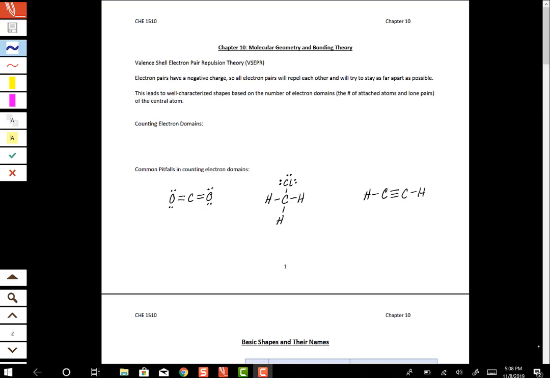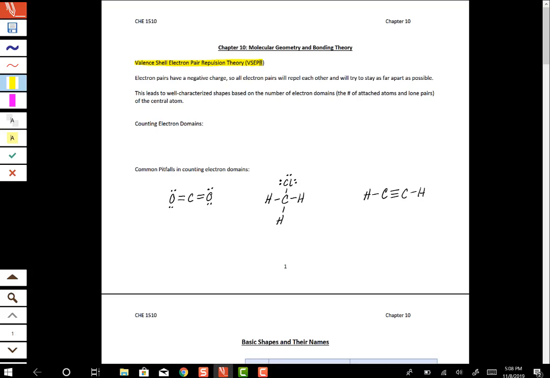And in Chapter 10, we are going to have to be able to do some Lewis structures. The whole point of Chapter 10 is to figure out what those structures that we've been drawing look like in three-dimensional space. So there's this wordy theory called the valence shell electron pair repulsion theory. It's a lot of words and makes it sound more complicated than it actually is.